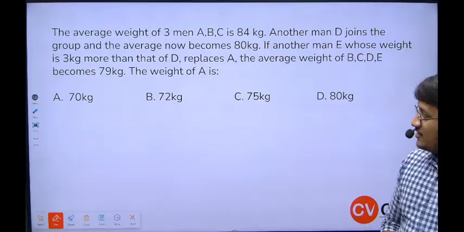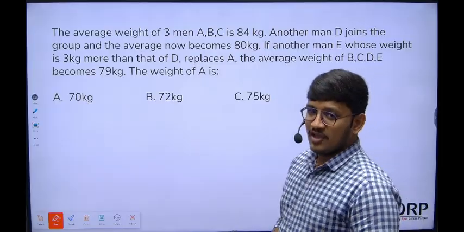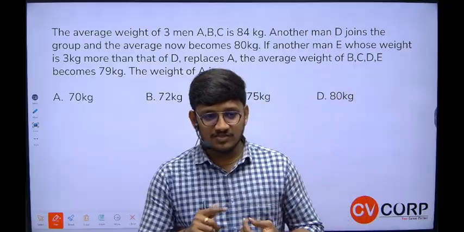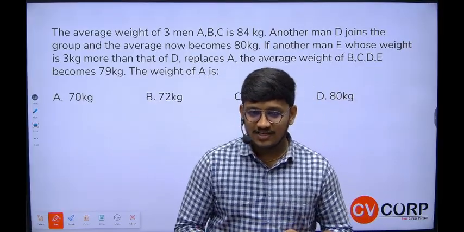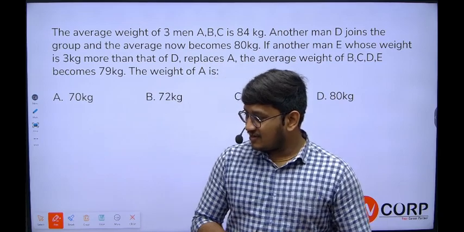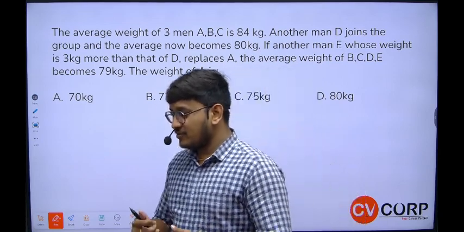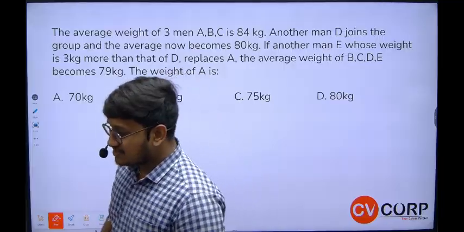Okay, actually in this question, if you observe, we have discussed three different categories. One is person added, person removed, and person replaced. Which category does this question come in? Either person added or removed or replaced. Can you guess?